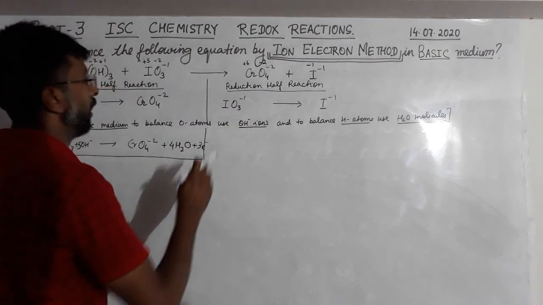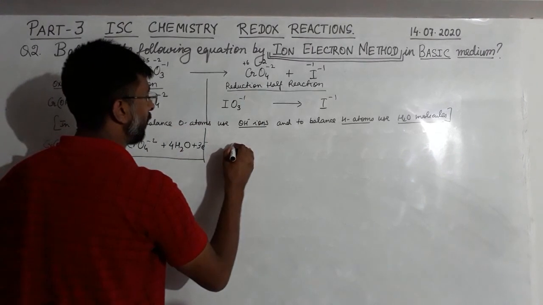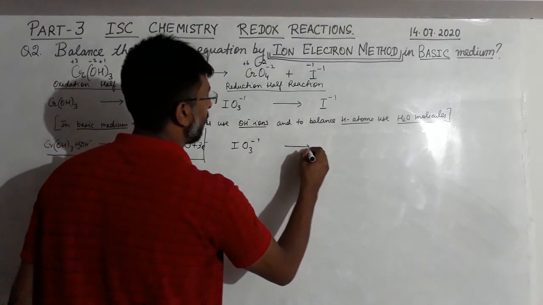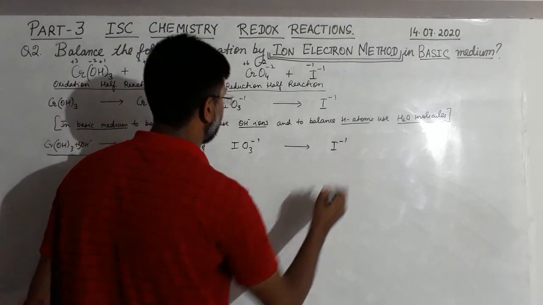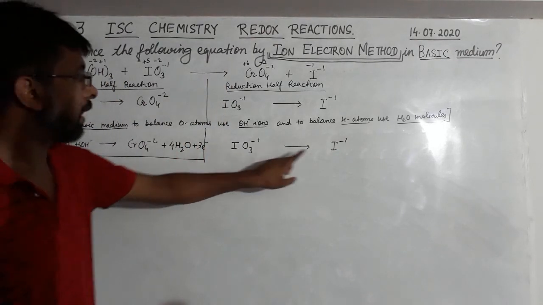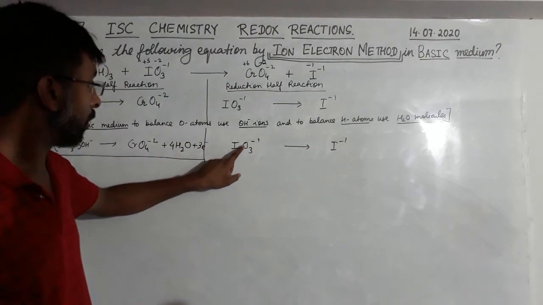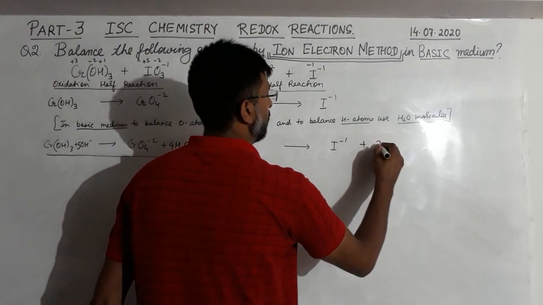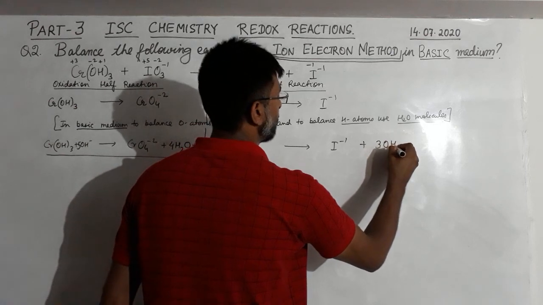Now let us come over here. IO3 minus. So I'll write this once more: IO3 minus, put an arrow, I minus. So iodine is balanced, 1 atom, but oxygen is 3. To balance the oxygen on the other side, I will put 3 OH minus.